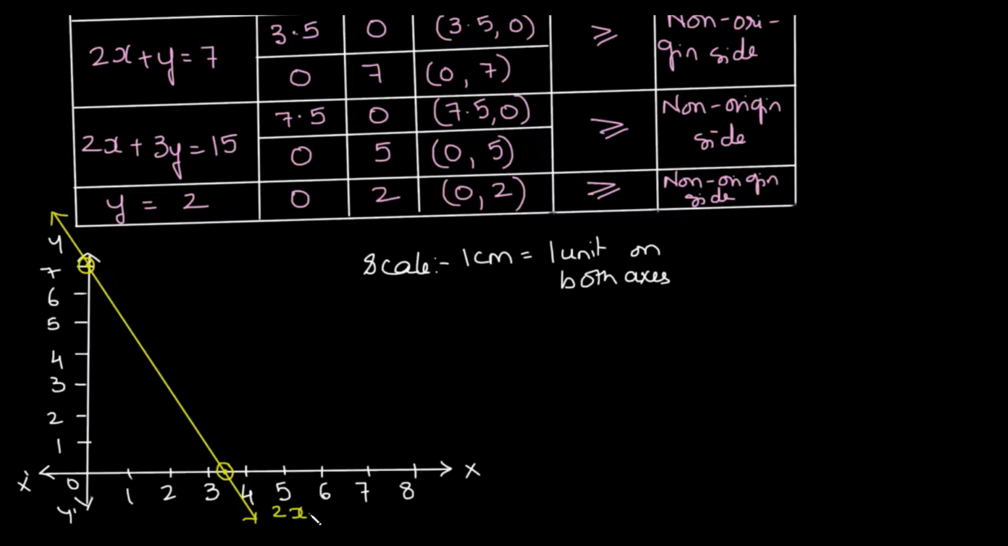So the equation is 2x plus y is equal to 7. The second set of points, that is 7.5 comma 0. So 7.5 comes over here between 7 and 8, and 0, 5 on the y-axis. And the region comes out like this. The line comes out this way, I mean. And we write the equation here.